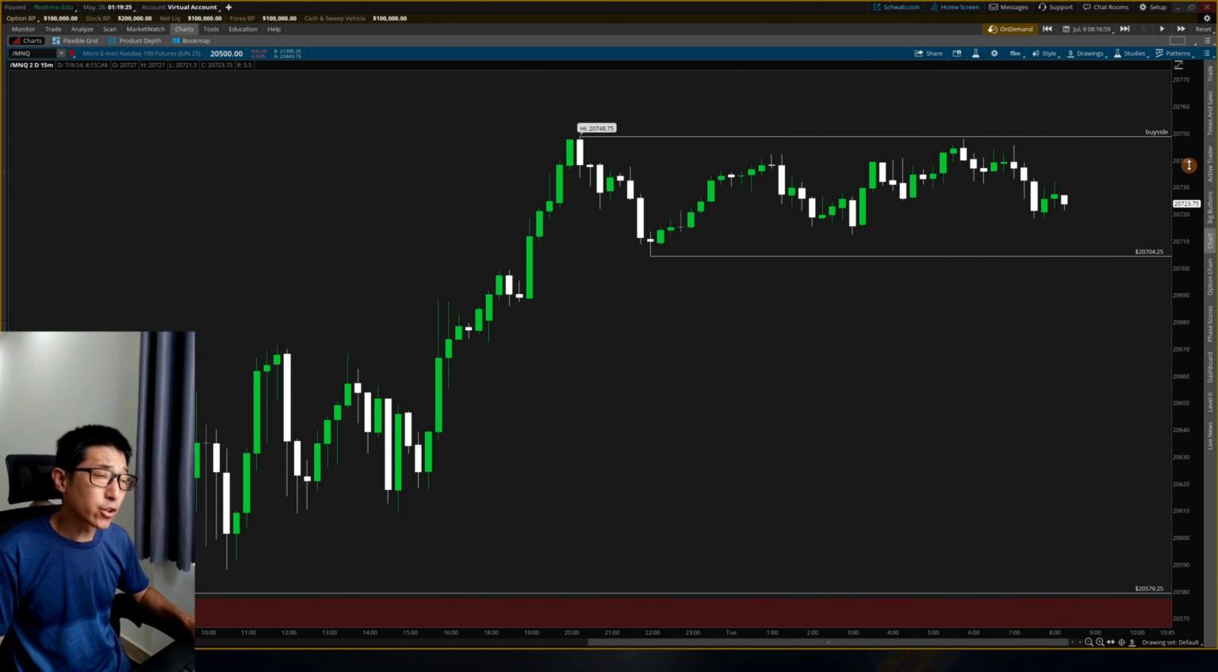Now, if at 8:30 or 9:30 we take out these highs first, and then we start displacing lower, then I'll be looking for the sell side target. Well, here will be partial 1, partial 2, and then these lows that I was looking at yesterday are going to be my final target.